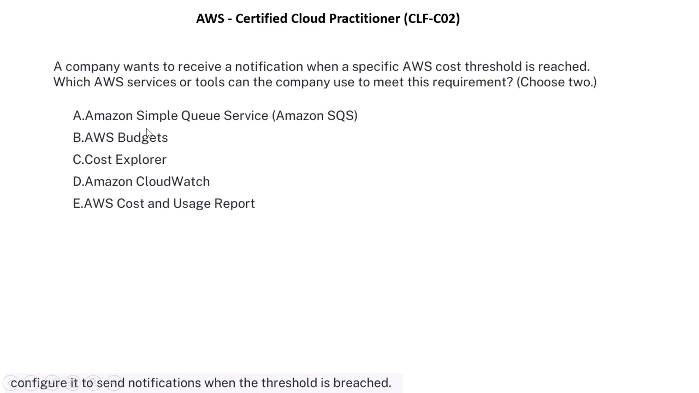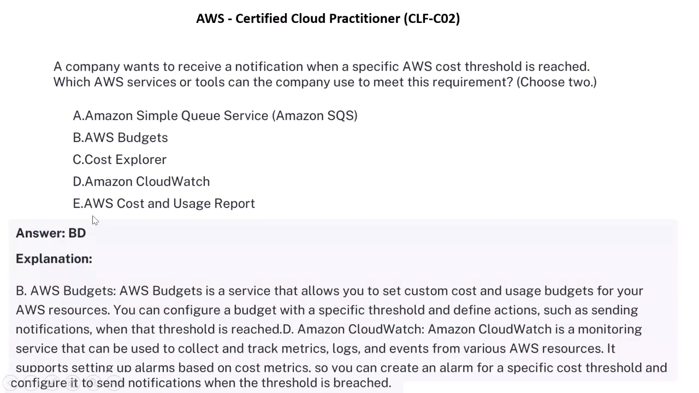Choose two options. Options are option A, Amazon Simple Queue Service, option B, AWS Budgets, option C, Cost Explorer, option D, Amazon CloudWatch, option E, AWS Cost and Usage Report. The correct answer for this question is option B and option D. AWS Budgets is a service that allows you to set custom cost and usage budgets for your AWS resources. You can configure a budget with a specific threshold and define actions such as sending notifications when that threshold is reached.